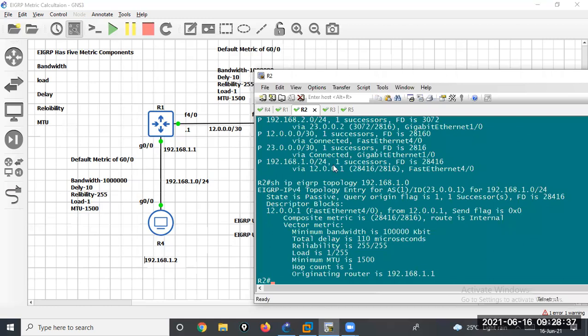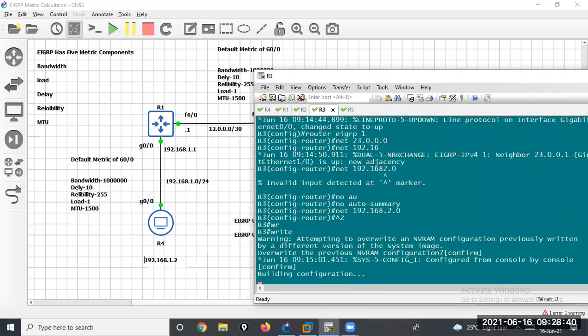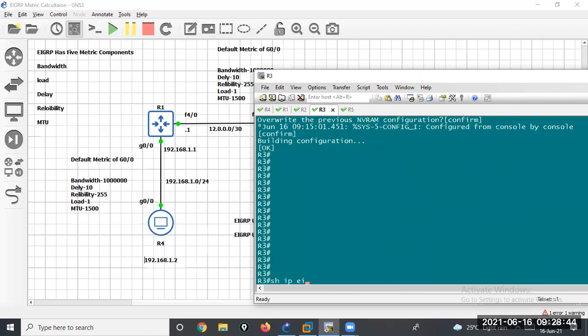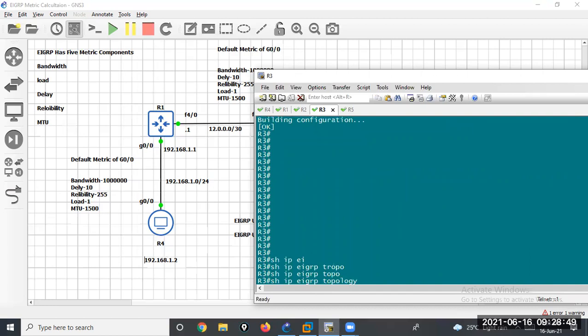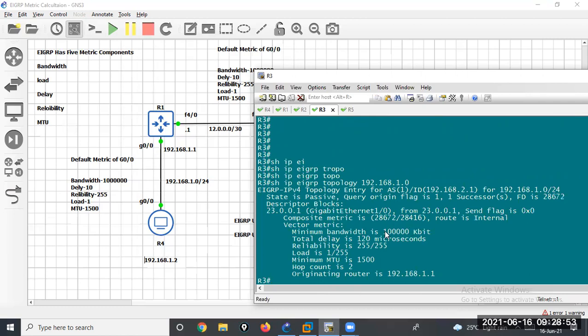Now see the R3 topology table. Show IP EIGRP topology, network 192.168.1.0. Now, what is the minimum bandwidth? 100 Mbps only. What is the delay? 120. Reliability is 255. Load is 1. MTU is 1500 bytes. Understand? So this is how EIGRP takes minimum bandwidth and total delay.